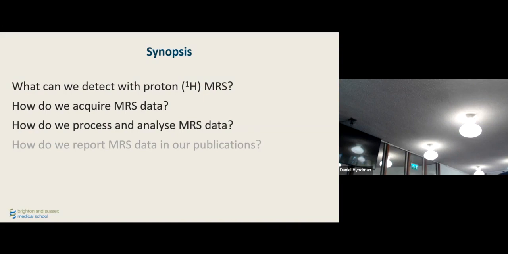I grayed out the reporting part, how to do MRS reporting. I think it's an important topic. I will also show you a consensus paper about how to report your MRS data. Just put it out there that it is important to at least convey to the reader exactly what you did and how you did it, because as we'll see, there are many pitfalls and potential points where interpretation might be a little bit off of what you thought it would be.